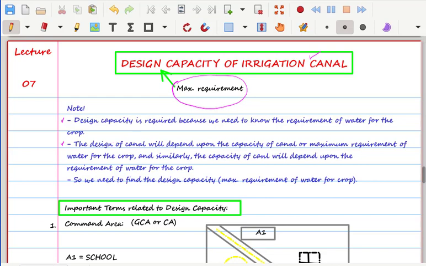And the second point is the design of canal will depend on the capacity of canal. Again, it's the same thing: what is going to be the capacity or maximum requirement of any canal? It will depend upon the requirement of water for the crop. So we need to find the design capacity first. The first important thing is that we need to find out the design capacity before designing any canal. So before solving some important numericals related to design capacity, we need to discuss some important terms.